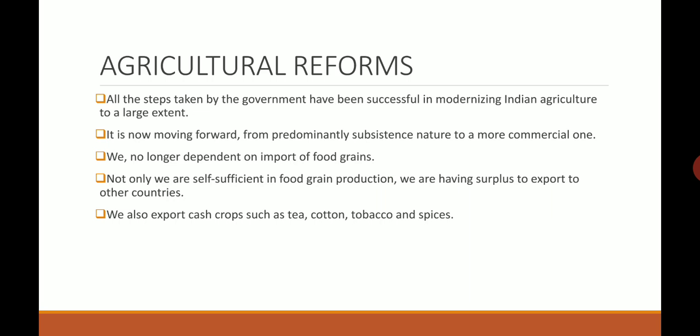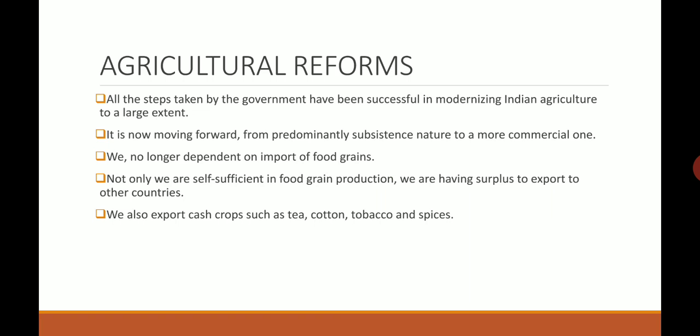There are many steps which we have discussed earlier, taken by the government. The steps taken by the government resulted in success in modernizing or updating Indian agriculture to a very large extent. It is now moving forward from subsistence agriculture to a more commercialized way. And today's India is no longer dependent on import of food grains.